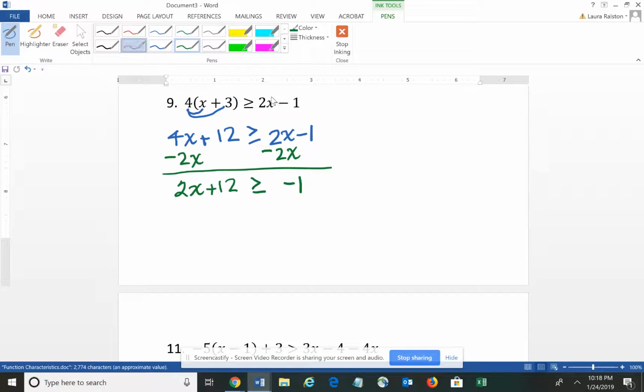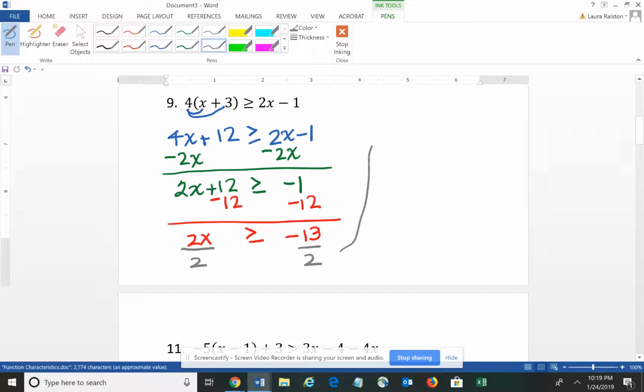I then need to get all of my numbers together. So I'm going to subtract 12 from either side. So I have 2x is greater than or equal to negative 13. I'm then going to divide both sides by 2. Okay, and I'm going to take it up here to the side because I'm running out of space. And so I end up with x is greater than or equal to negative 13 over 2.